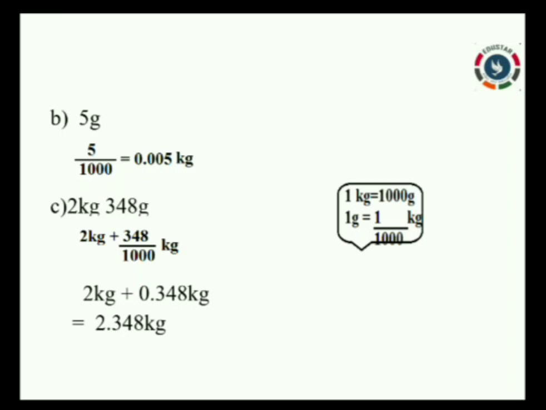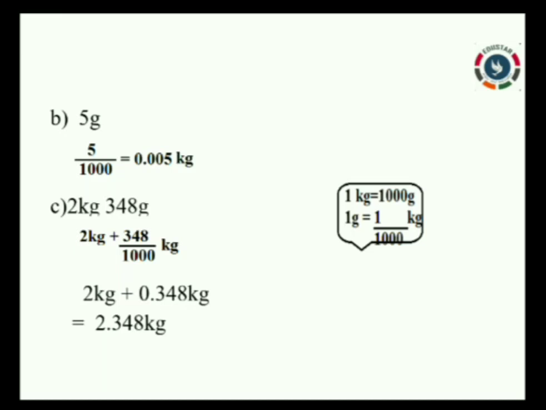Next one is 5 gram. You have to convert this 5 gram into kilograms. You know the relationship between gram and kilogram, right? So 1 gram equals 1 by 1000 kilograms. So 5 gram is equal to 5 by 1000, which is equal to the answer 0.005 kilograms. Your denominator is 1000, so your last digit should be in the place of 1000. So your answer is 0.005 kg.